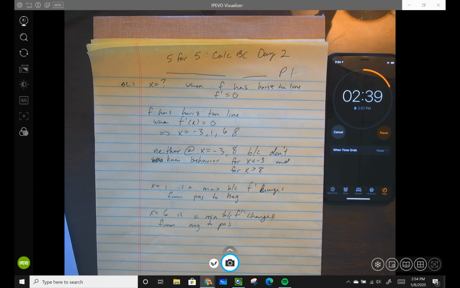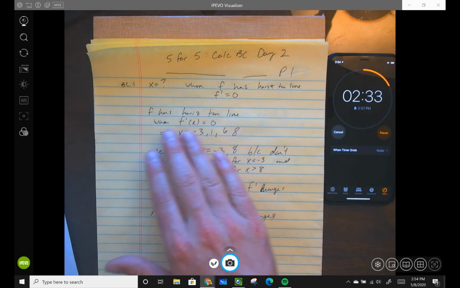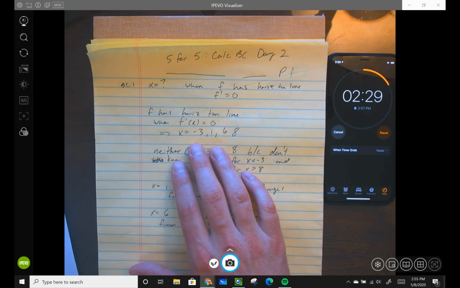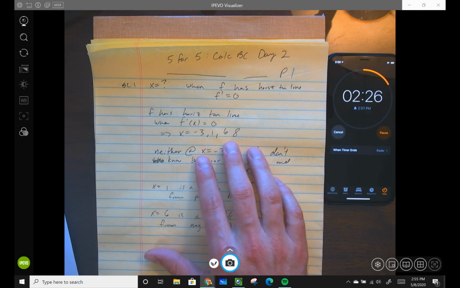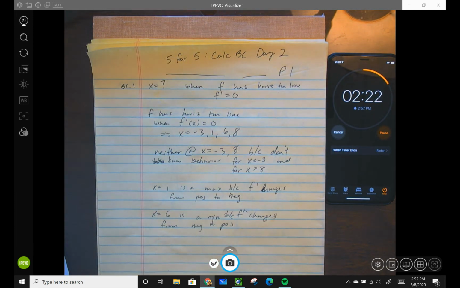So what I'm looking for in BC1 is to find the graph that has horizontal tangent lines. Okay, that's when f prime is 0. So horizontal tangent lines when f prime is 0, and f prime is 0 at 3, negative 1, 6. See, I wrote 68. I think that may have made a difference. I needed a comma there.